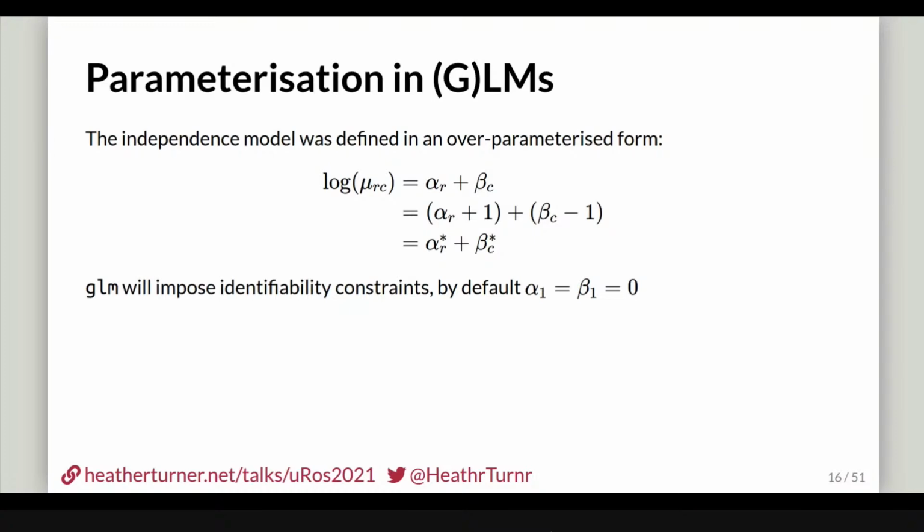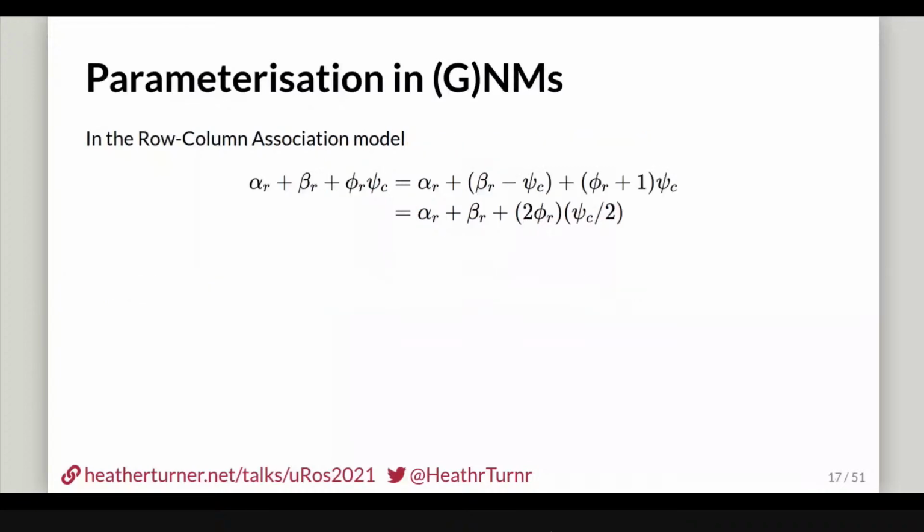And this is a general problem in models. What's normally done in a linear model or a generalized linear model is that some identifiability constraints will be automatically applied. The usual constraint in R, for example, in LM or GLM, is to set the value for the first level of the factor to 0. So the first row effect and the first column effect will be 0, and then the other effects are differences to that reference level.